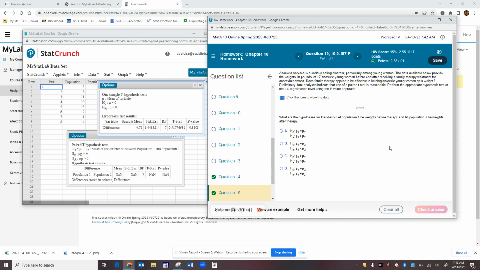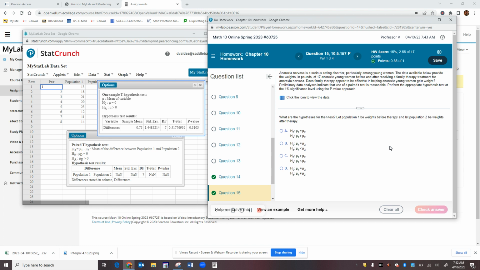Okay, so anorexia nervosa is a serious eating disorder. The data available below provide weights in pounds of 17 anorexic young women before and after receiving therapy. Does family therapy appear to be effective in helping anorexic young women gain weight? So you would think then that the average weight after therapy should be more. Preliminary data analyses indicate the use of a paired t-test is reasonable, so perform the appropriate hypothesis test at the 1% significance level.